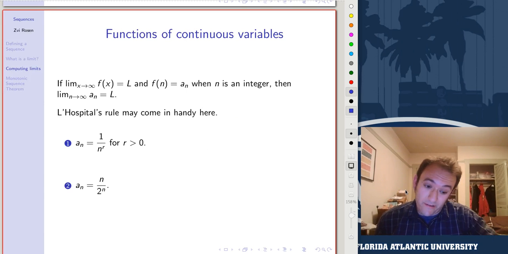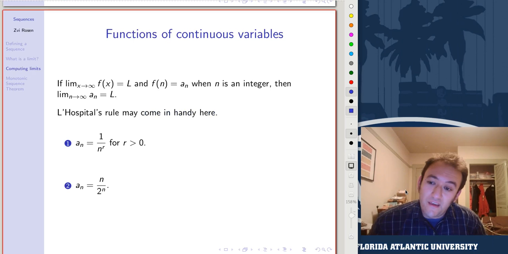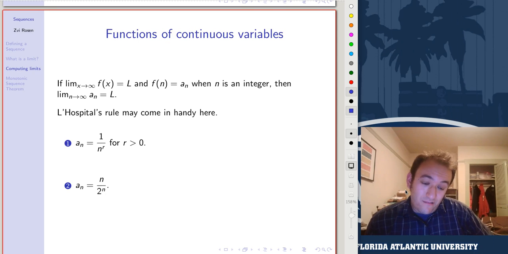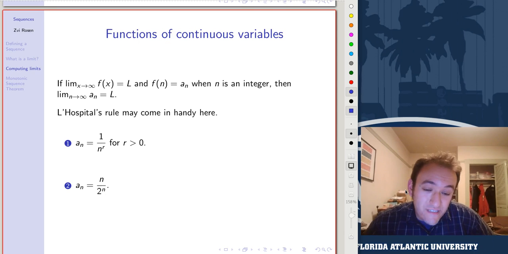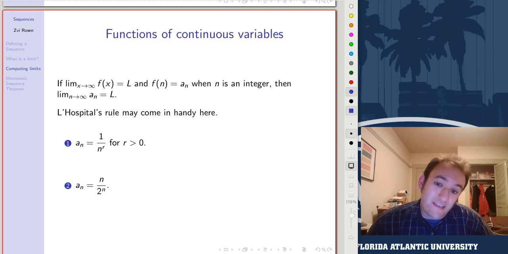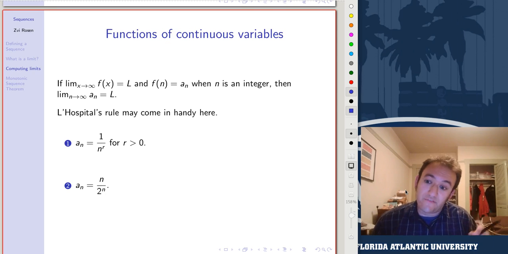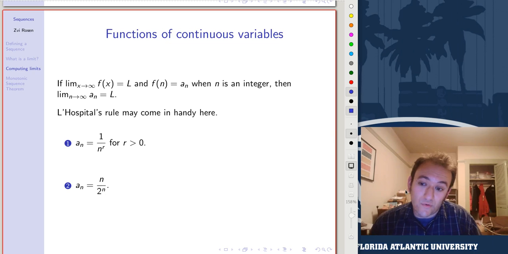Okay, so one way to compute a limit is when we're looking at functions of continuous variables. If the limit as x approaches infinity of f of x is equal to L, so that's a function of a continuous variable, and we know how to compute limits of functions of continuous variables, and f of n is a sub n, so our sequence is defined in terms of that continuous function, when n is an integer, it's just the integer values of that function, then the limit as n goes to infinity of a sub n equals L.